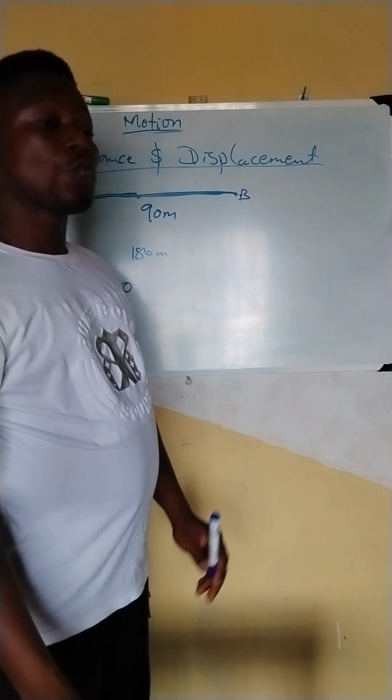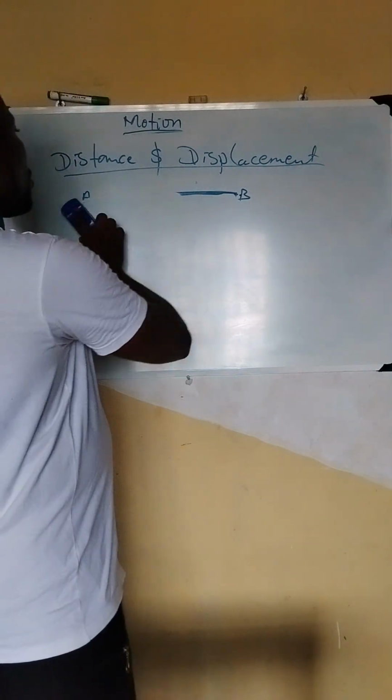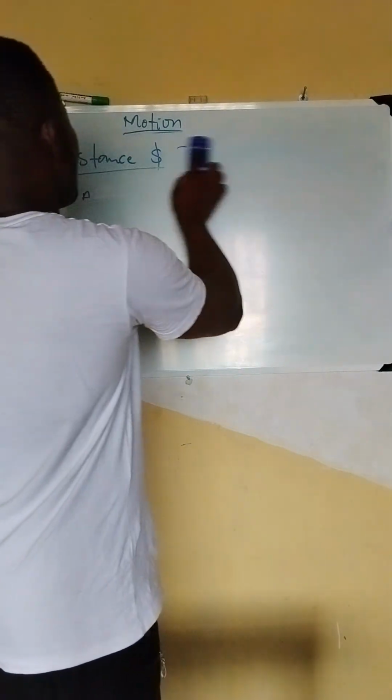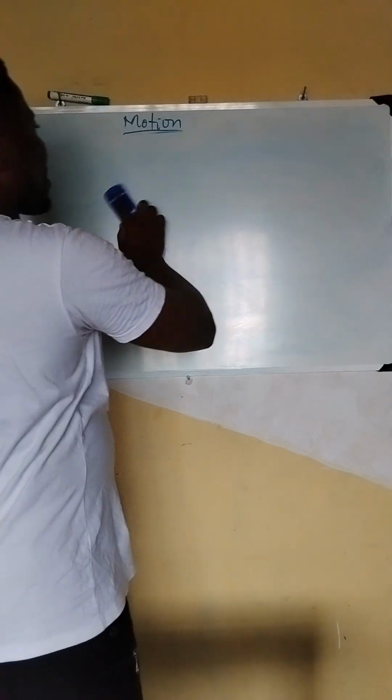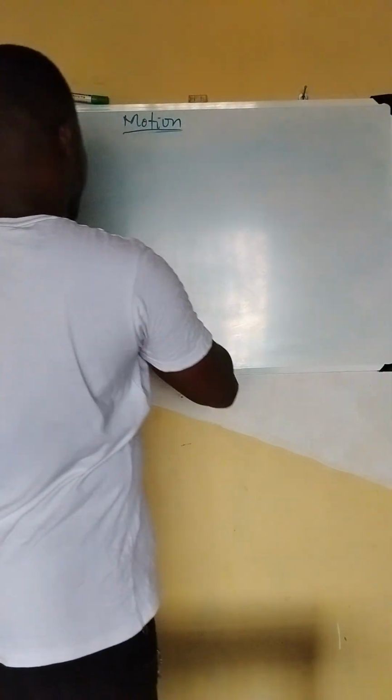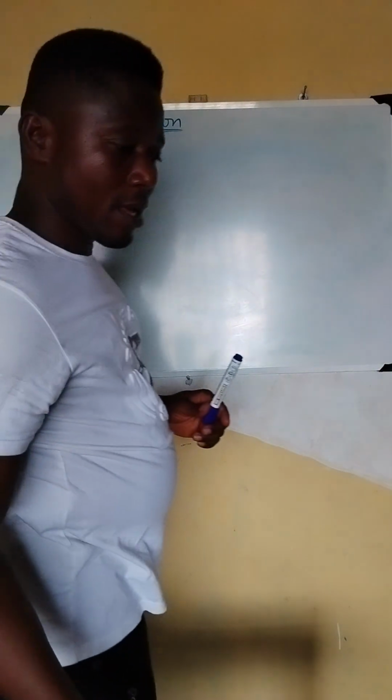I believe you understand. So the next thing we are going to look at is speed. Then we are also going to look at velocity. When you talk of speed, what is the meaning of speed? What do you really understand by speed?